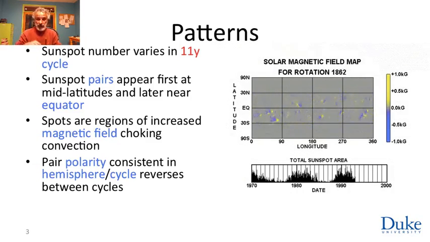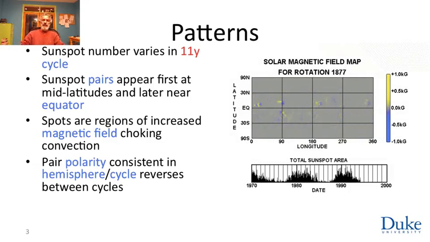And then, in between cycles, the polarity reverses. We don't have two cycles here, but if the blue dots were ahead of the yellow dots in the north in this cycle, and the yellow ahead of the blue in the south in this cycle, this would reverse from one cycle to the other. And this is our hint that what drives these sunspots is in fact a magnetic field.